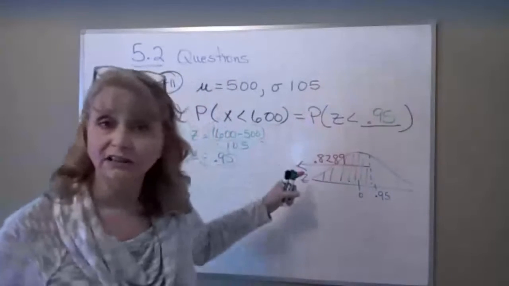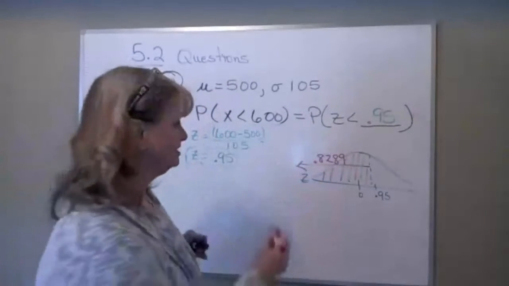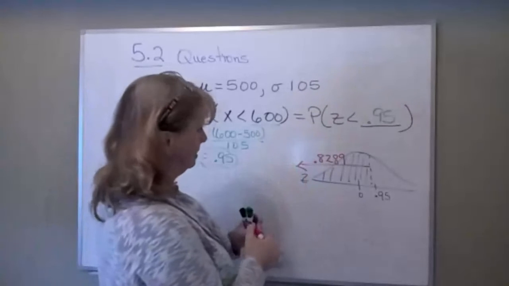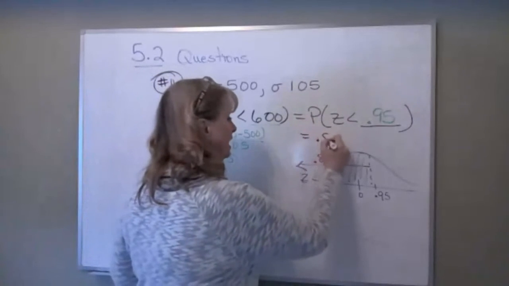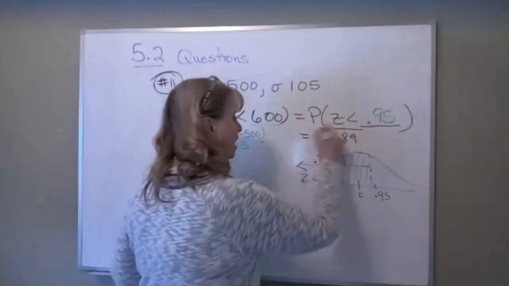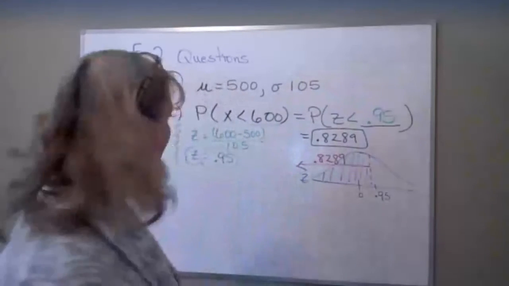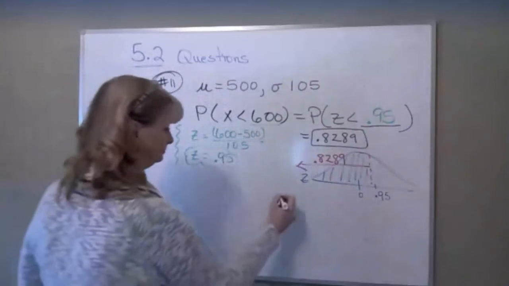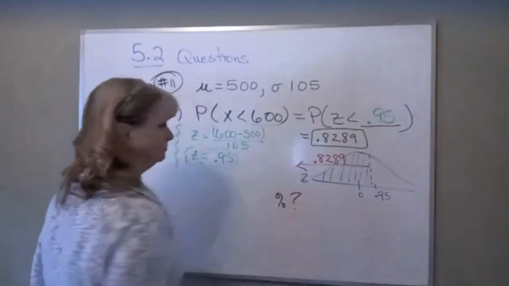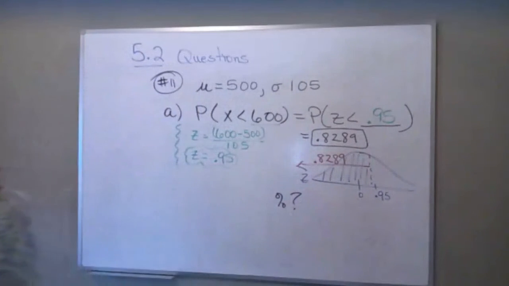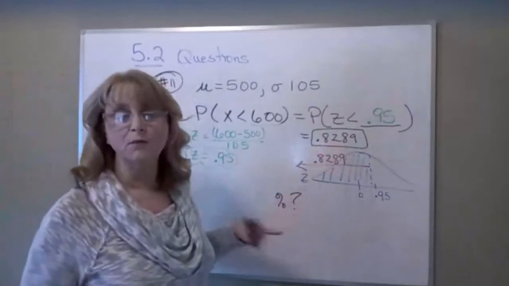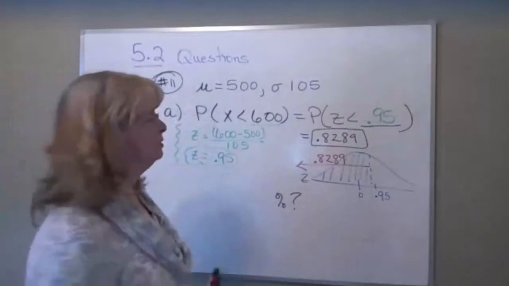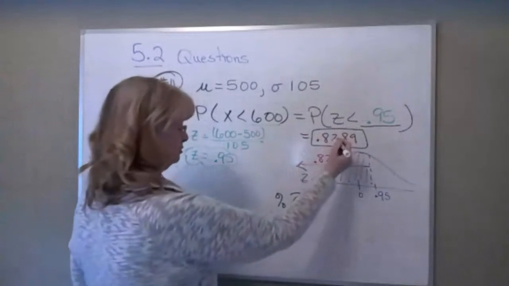And since that area to the left is the less than area, that's our answer. So we're going to come back up here and say, well, that probability is 0.8289. However, the question asked what percent? And they wanted it to, mine says round to 2 decimal places. So they don't want this decimal answer that we've been giving. They want us to change that to a percent, which means we need to move the decimal over 2 places.